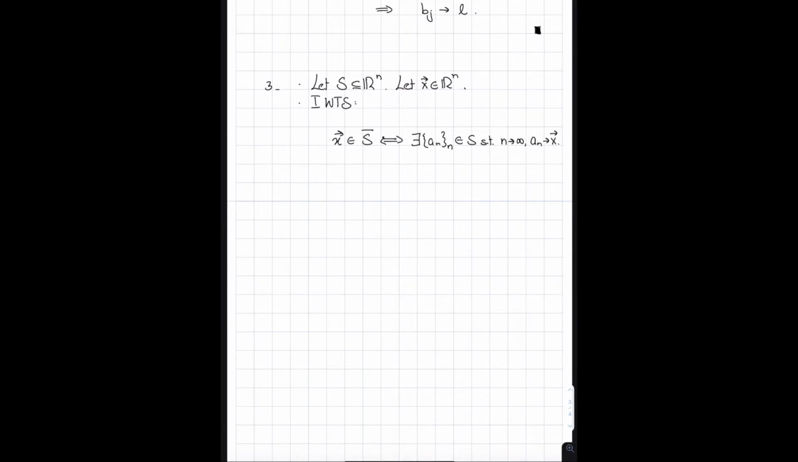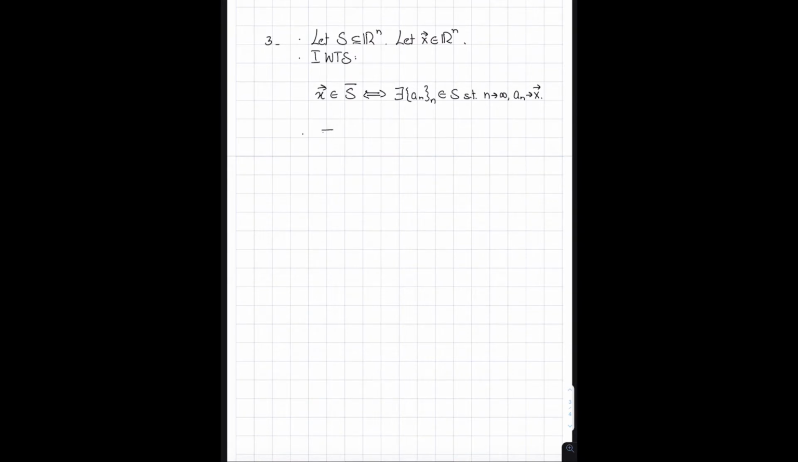Okay, so of course there are two directions to prove. The first thing I'm going to do is prove the forward direction, this implication. So let's assume the vector X is in the closure of S. If it's in the closure of S, there are two possibilities: either it is in the interior or it is on the boundary. I'm going to deal with the case where it's in the interior first. So case number one is X is in the interior of S.